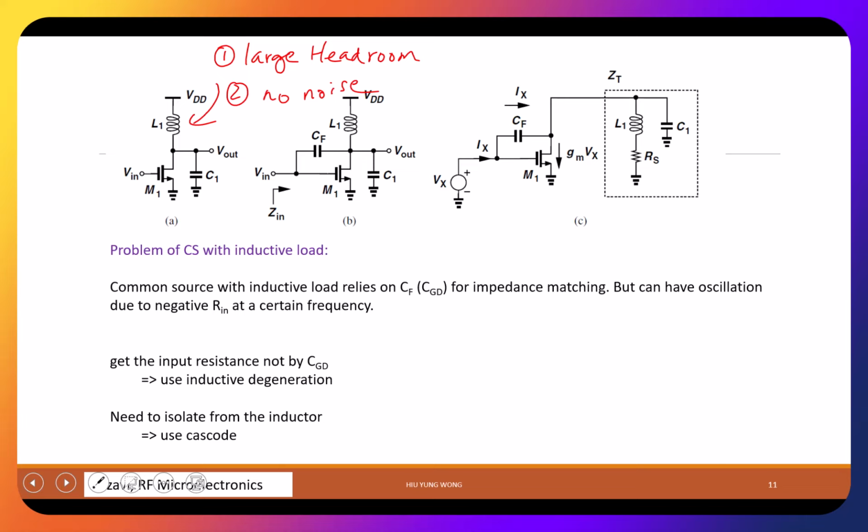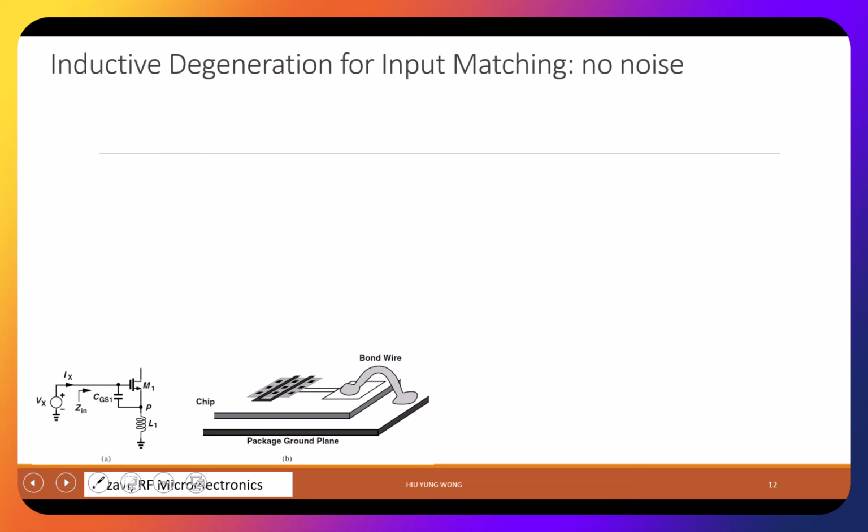Here you still don't know what I'm talking about. The main point is you review what happened before, right? This is okay? Then let's start playing with the math. A lot of math, but it's interesting. So this is the goal. We're going to add a degeneration inductor at the source. And naturally, I have CGS1 because the gate source has a capacitor, right? And then now my question is, what is the input impedance?